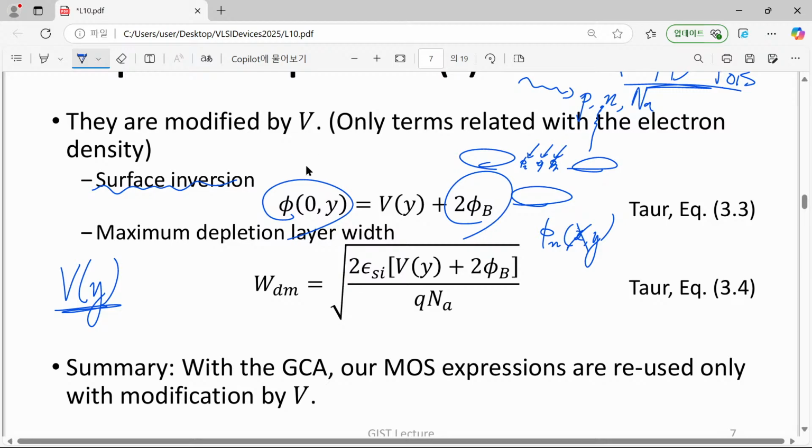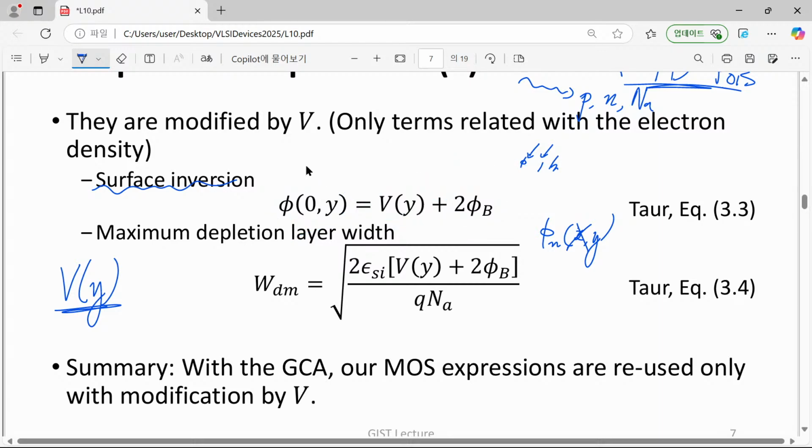Previously, when we considered surface inversion, the condition was that band bending should be 2 times phi b. But now we have different numbers here. It is because this is the reference quasi-Fermi potential. So you can understand this one.